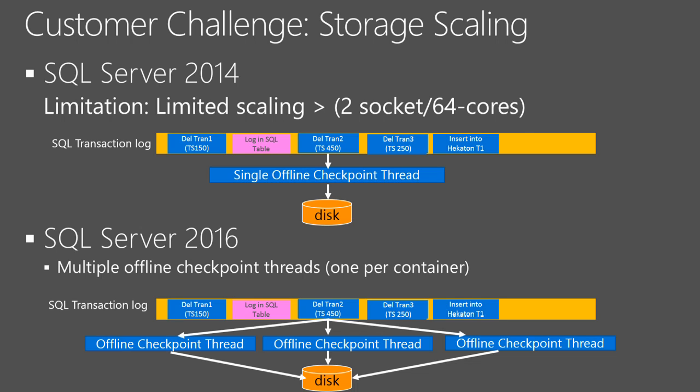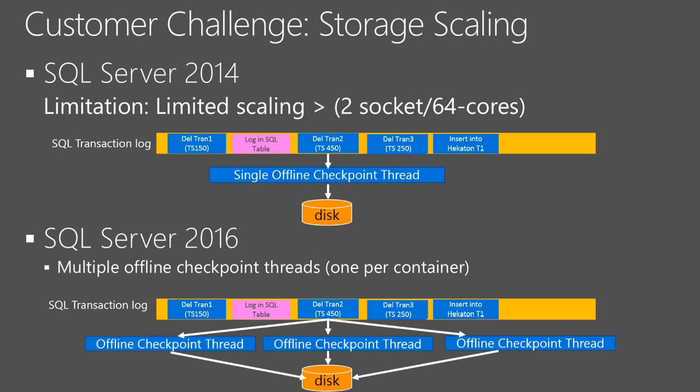Now, just 1 second. The offline checkpoint thread that I'm talking about here is currently 1 thread per container. Now, what is a container? Container is a concept from file stream. So if you have, say, 4 containers, think 4 disk drives. So we will have 1 thread per container. So essentially, that's how you can determine how many offline checkpoint threads you need.